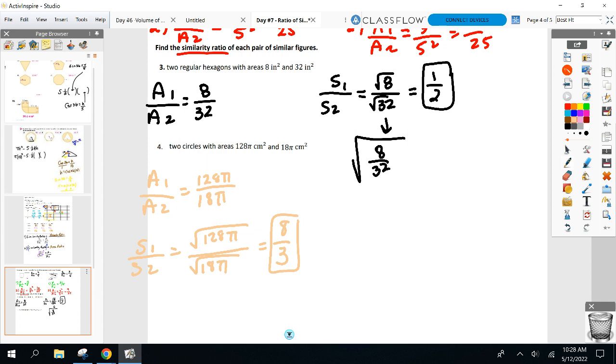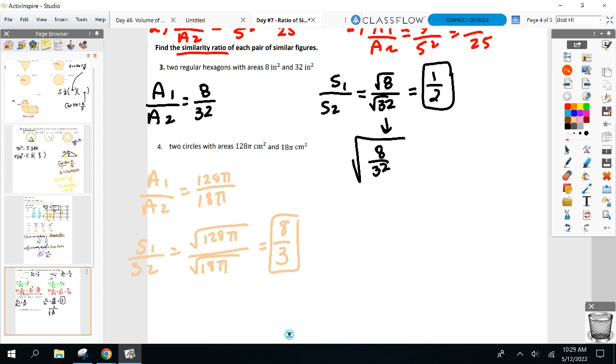And just because you guys are an above average class, what figures were we talking about here? Circles. Isn't S1 over S2 the ratio of 2 sides? So how does that fit into circles then? Because circles don't have sides. But what do they have that we could measure? Yeah, the radii. The radii are in a ratio of 8 to 3, or their diameters, or their chords.